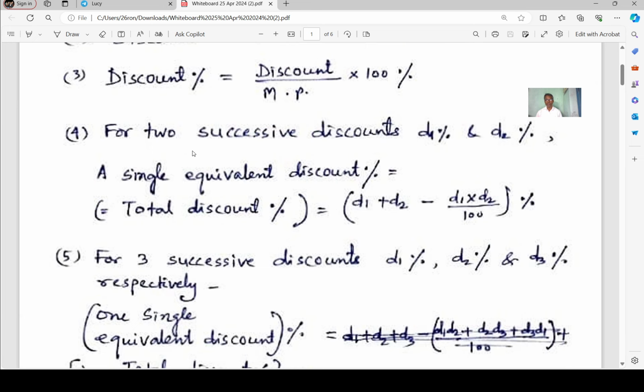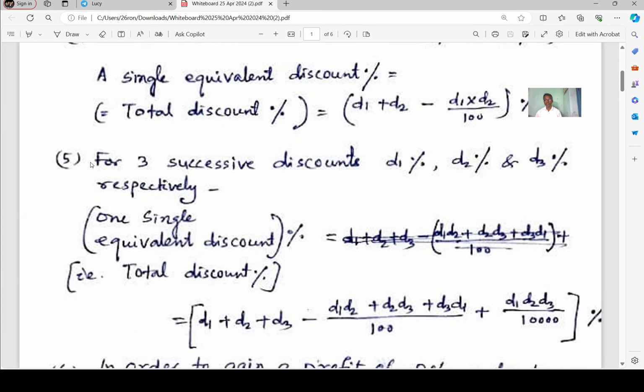4. For two successive discounts D1% and D2%, a single equivalent discount percent or total discount percent is equal to D1 plus D2 minus D1 into D2 divided by 100%.